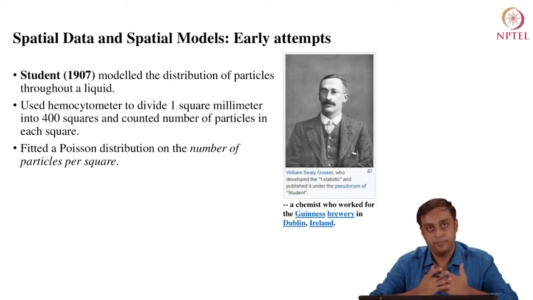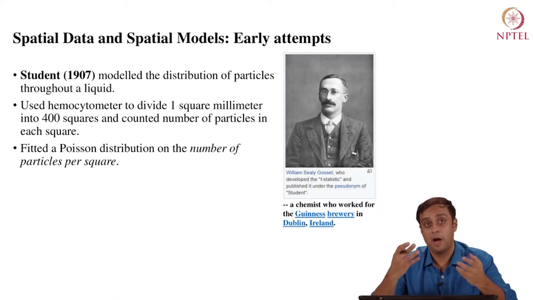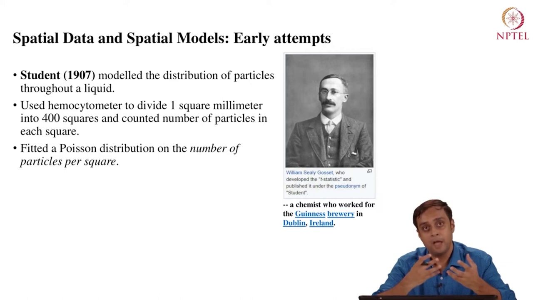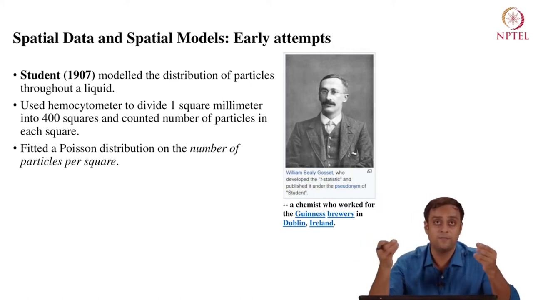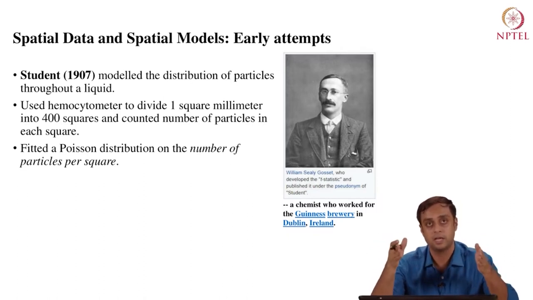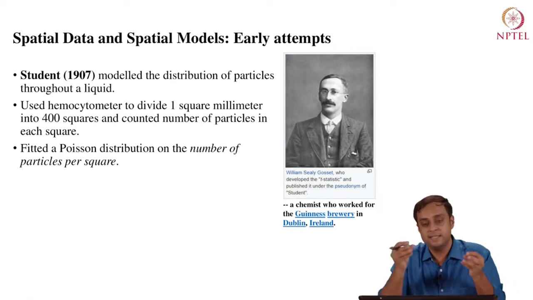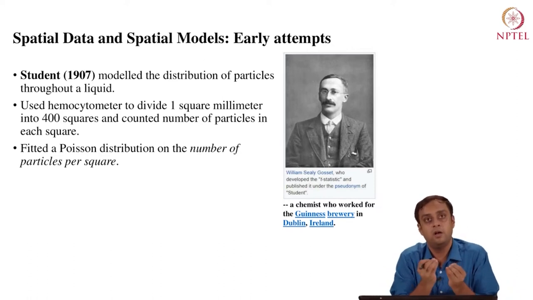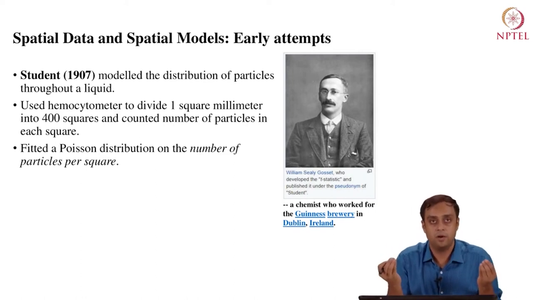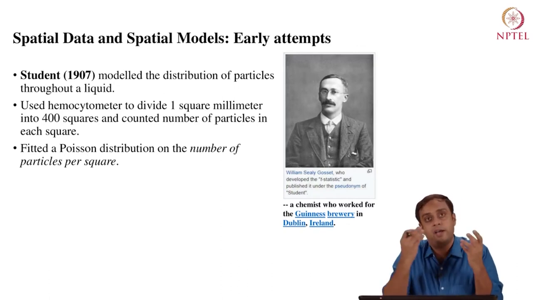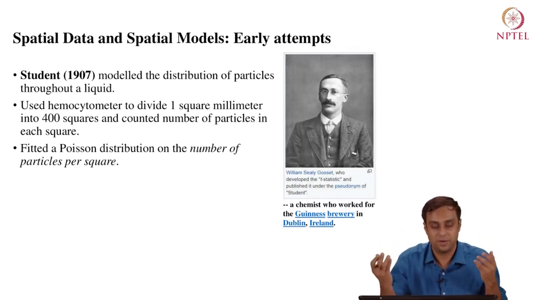So when he modeled it, he had to be careful about where the square is that he is counting the number of particles in. Are those squares on the edges of this 1 square millimeter domain, or somewhere in the middle? Does he see higher counts in the middle, or higher counts on the edges? You can have higher clustering of points in the middle or on the edges, or vice versa.